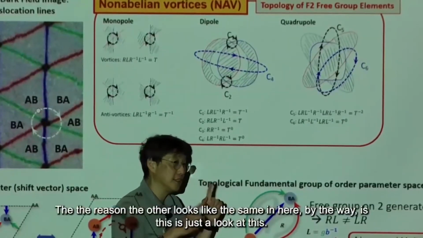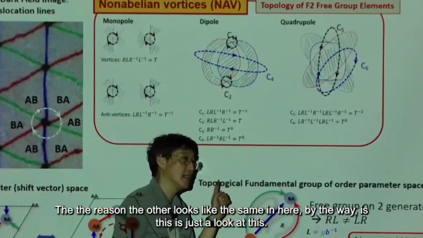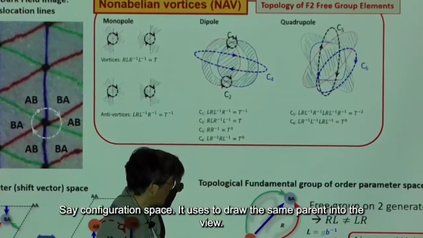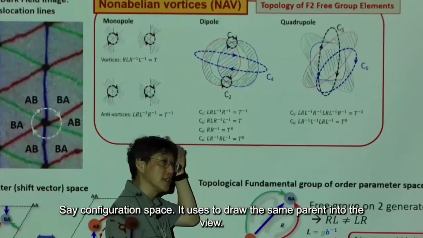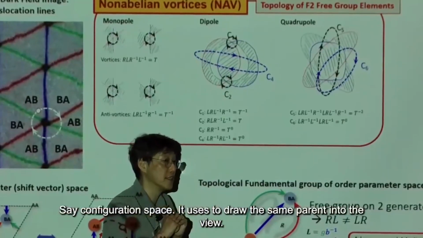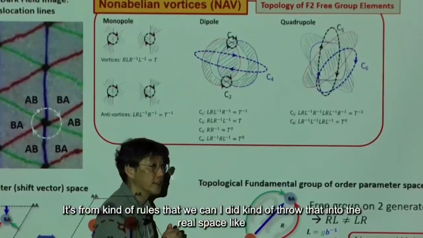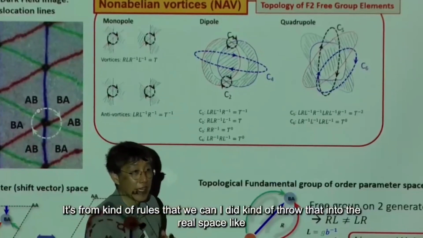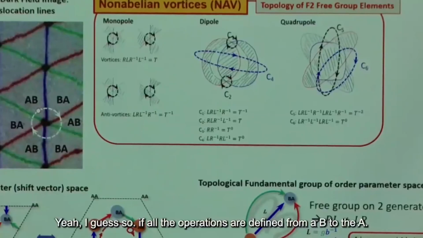The reason RL and LR look the same here, by the way, is that this is the configuration space. If you draw the same pattern in real space, there are in fact different rules that we can use. I think that's probably the answer. I need to draw that into the real space diagram. Okay, Emma, did I answer that? Yeah, I guess so. Really quickly, yeah.